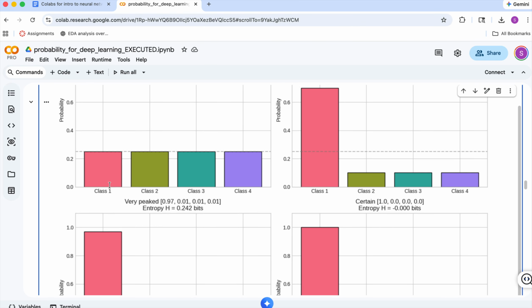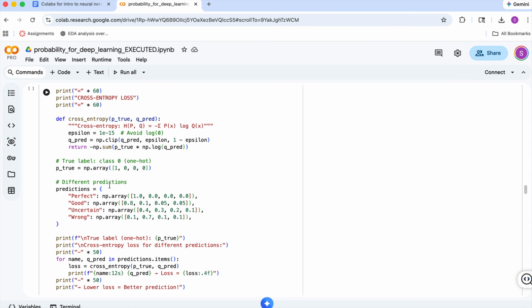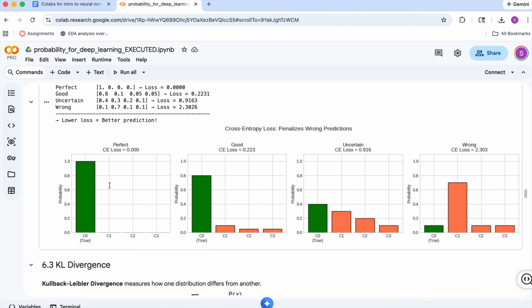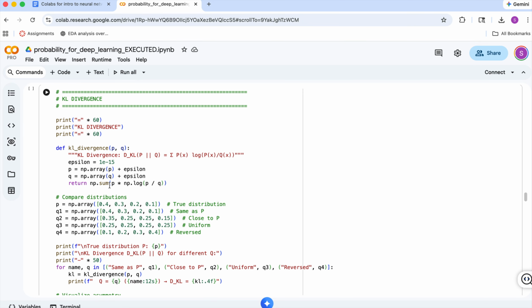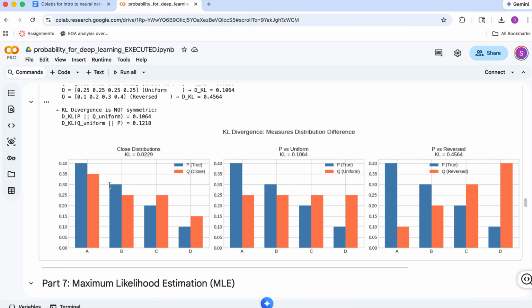Next, I implement the cross entropy loss function and apply it to compare a perfect prediction, a good prediction and a bad prediction against the true label. Next, this cell implements KL divergence, which measures how different one probability distribution is from another.